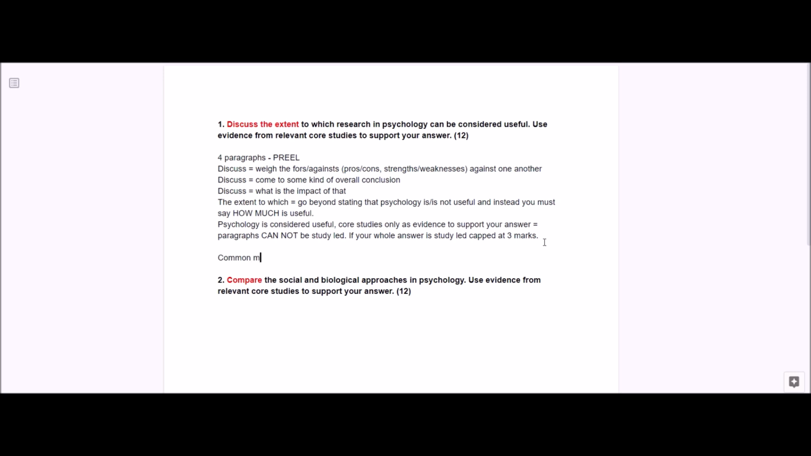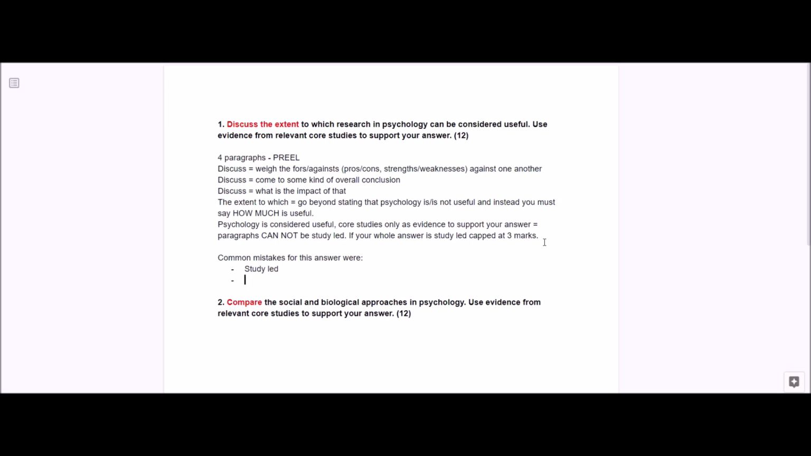So common mistakes for this answer were paragraphs were study-led, saying psychology is not useful or useless. So you're not making the point that psychology is not useful, because the question is discuss the extent. So every study has some kind of use, but it might be limited in how useful it is, and that's the kind of wording that you're expected to use. So you're not saying it's not useful at all, because no research really is not useful at all, but it might be limited in how useful it is, and you definitely cannot say therefore psychology is useless, or therefore this research is useless. Okay, because it's just a really silly thing to say.